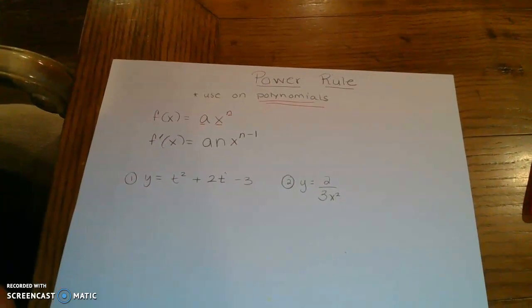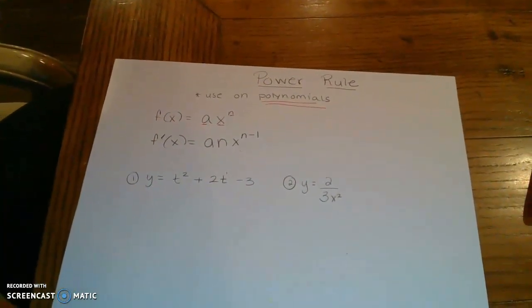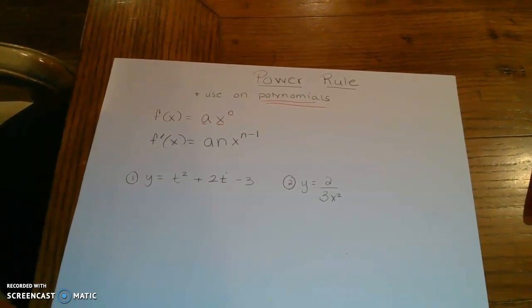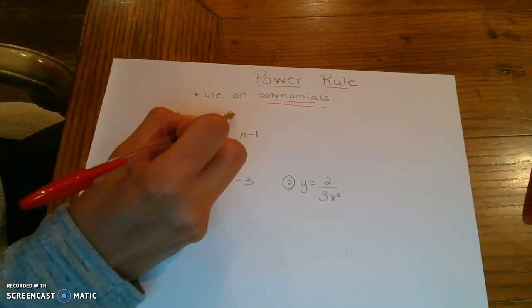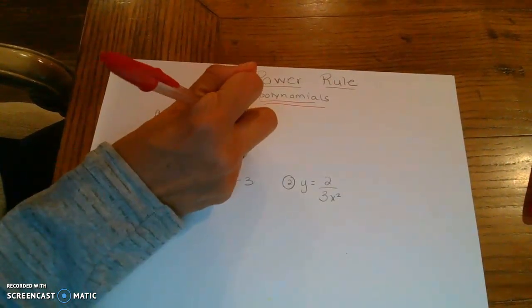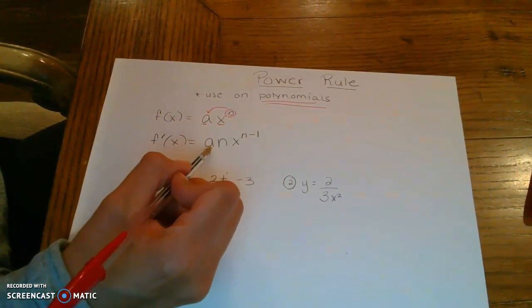A polynomial is just many terms. I don't want to see radicals and I don't want to see fractions. We would have to rewrite that. So once I do that, what you're doing is you're taking that exponent and bringing it in front and multiplying it with whatever the coefficient is there.